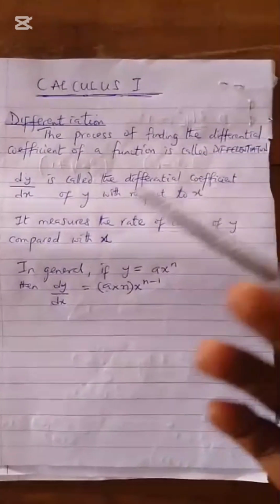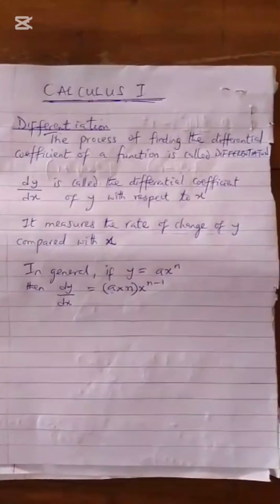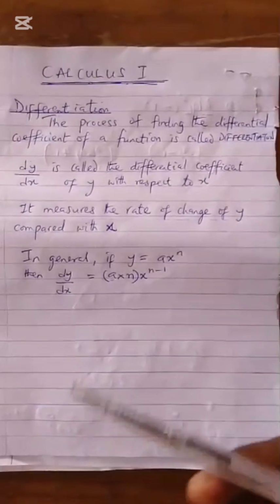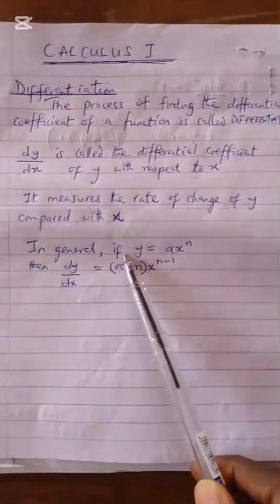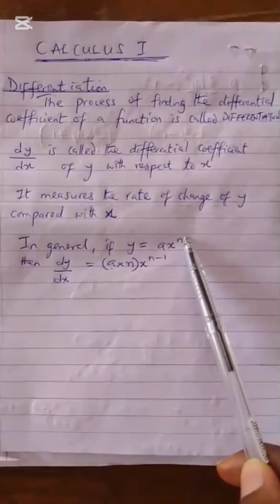So you must have met it in coordinate geometry when you talk about the gradient of a graph, of a straight line graph, or the slope of a straight line graph. In general, if there's a function y that can be represented as ax raised to the power n, okay, this looks all right.